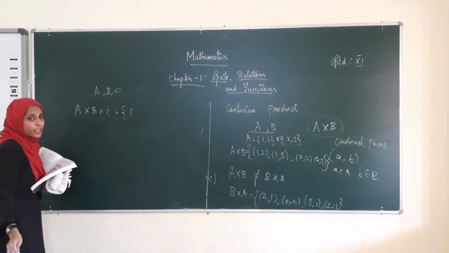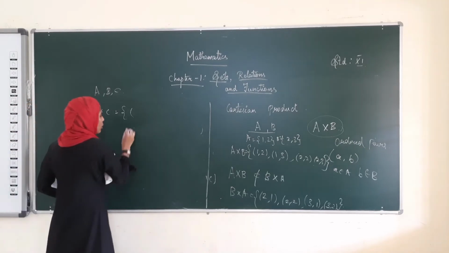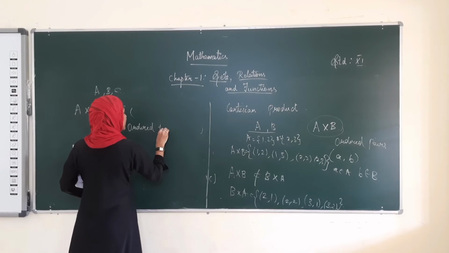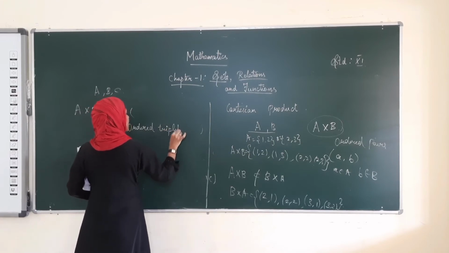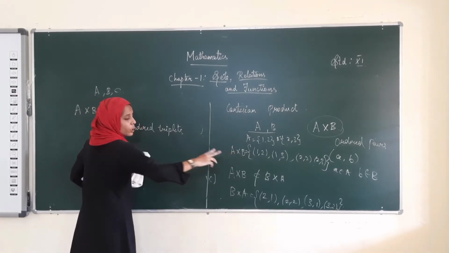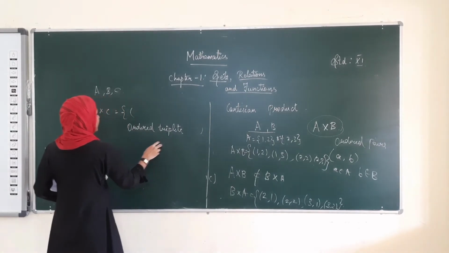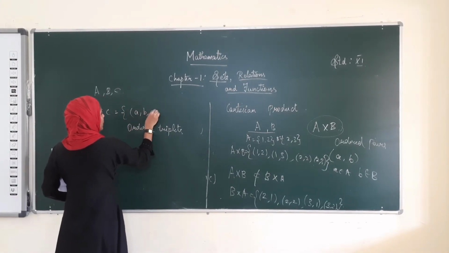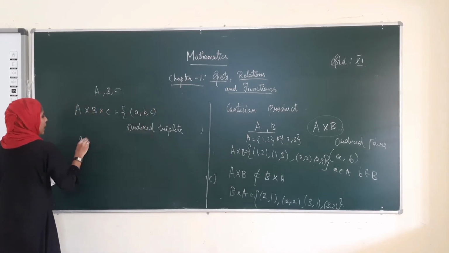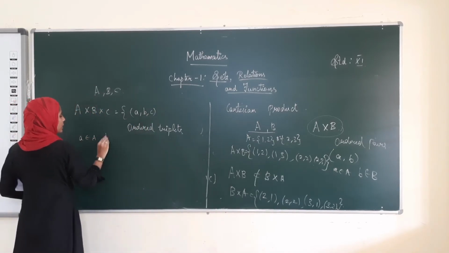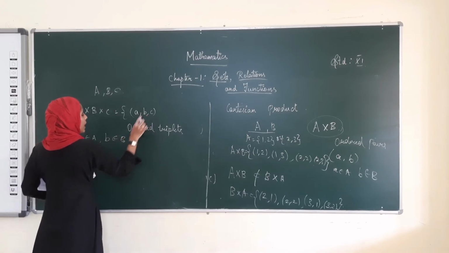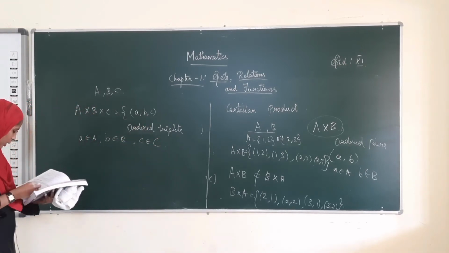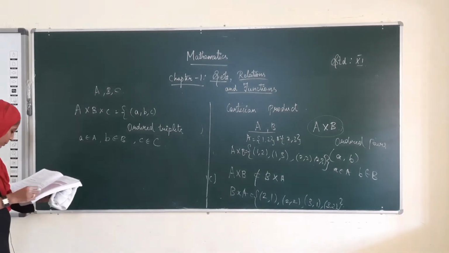How will the elements be? The elements will be in the form of ordered triplets. Triplets means 3, just as ordered pairs have 2 elements. Here we have 3 sets, that is A, B, C, where a belongs to A, small b belongs to capital B, and small c belongs to capital C. This is how we define the Cartesian product.